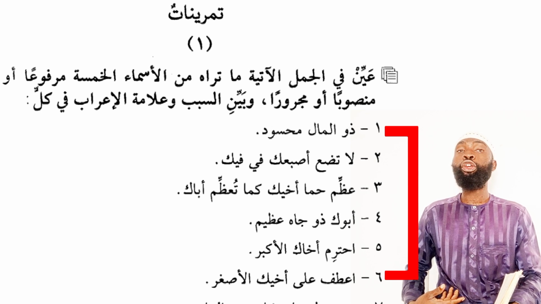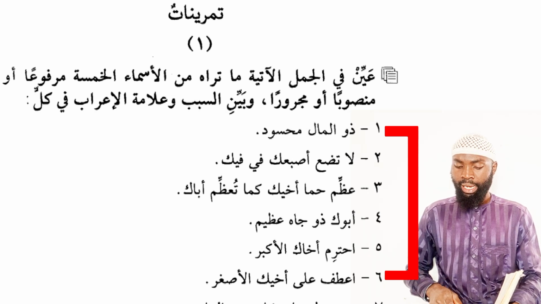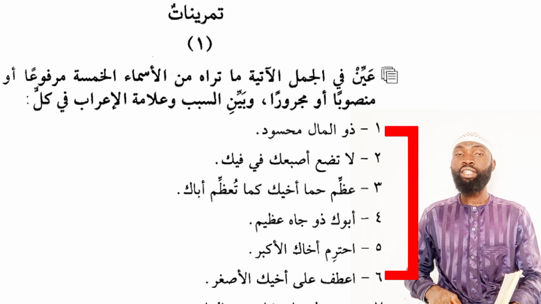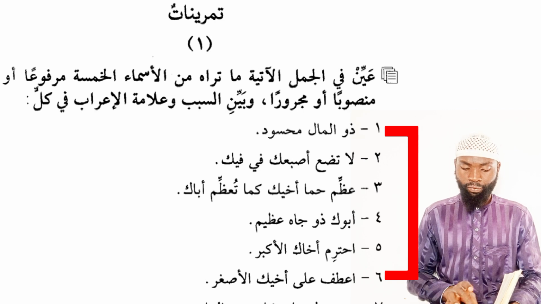Number 5 we have akrim hama'aka kama tu'azzimu abaka. You honor your brother-in-law just the way you honor your father. So you can see here the word hama'ika is coming as what? Ismun min asma'il khamsa. And the sign is ya because it is coming as what? Mudafun ilayhi. The rest of them will follow the same pattern.